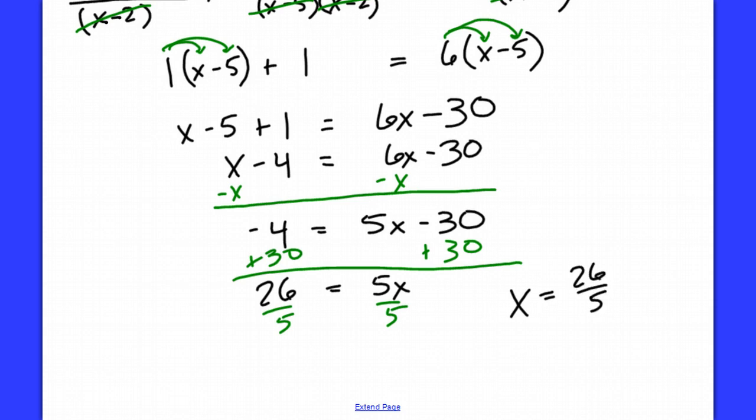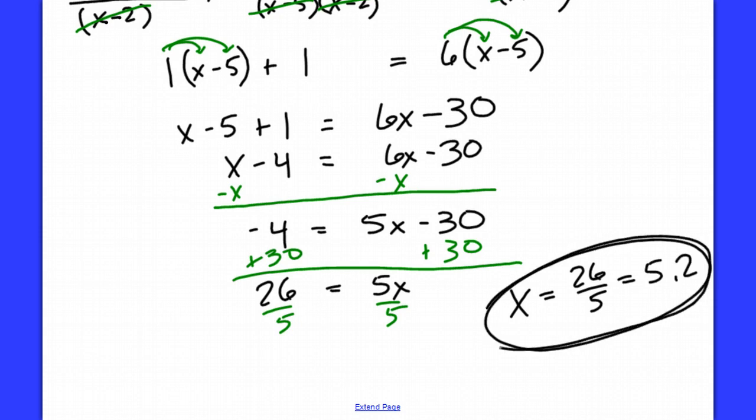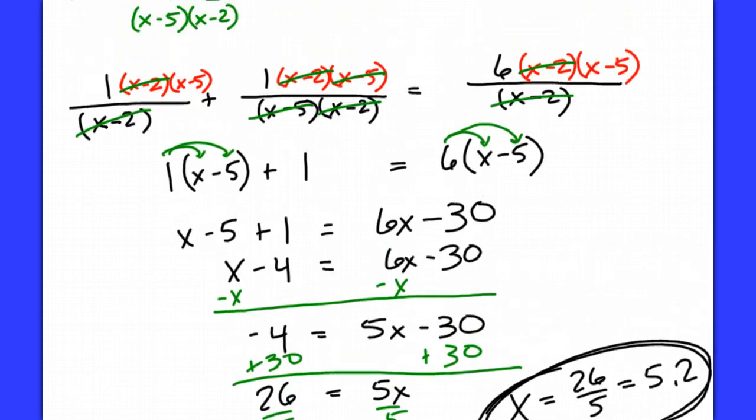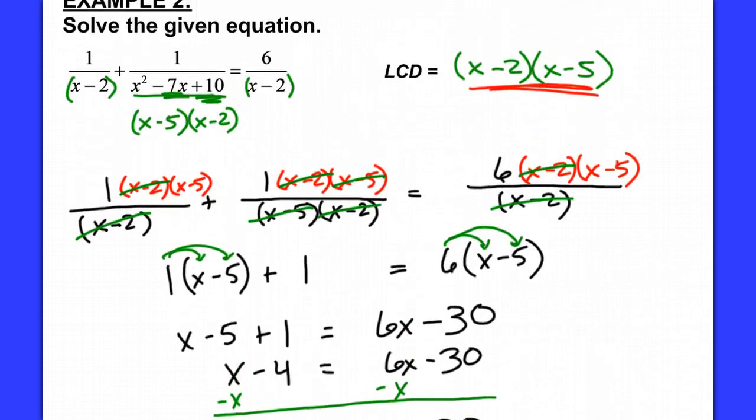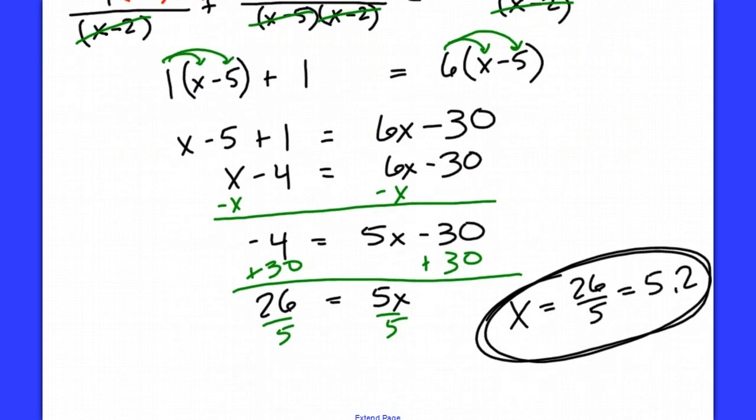If you're having a problem with that, you can write it as a decimal. It would be 5.2. So either of those answers is fine. We would then go back up to the top, double check. Can we plug in 5.2 into this? That would be 5.2 minus 5 and 5.2 minus 2. Neither of those would come out to be 0. So I think that this would actually work.